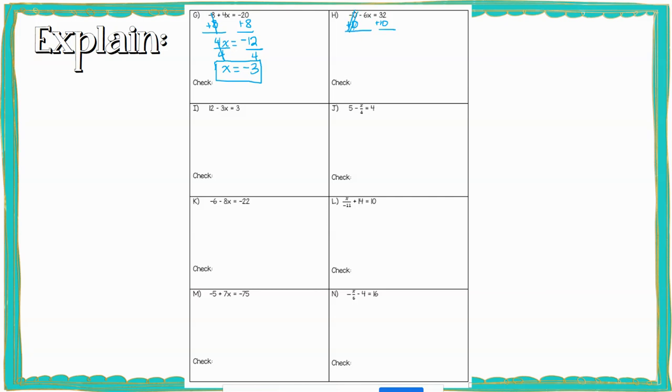But I want you to pay very special attention right now. I am not left with 6x. There is actually a minus sign in front of that 6x, which means I'm really left with negative 6x. Then I have my equal sign. Now 32 plus 10 is 42. So my equation that I'm working with now is negative 6x equals positive 42.